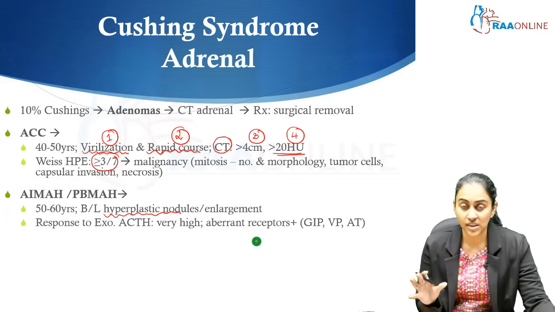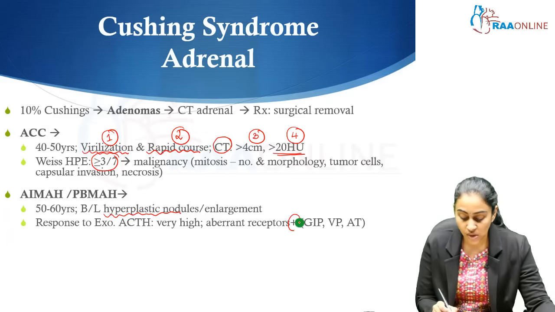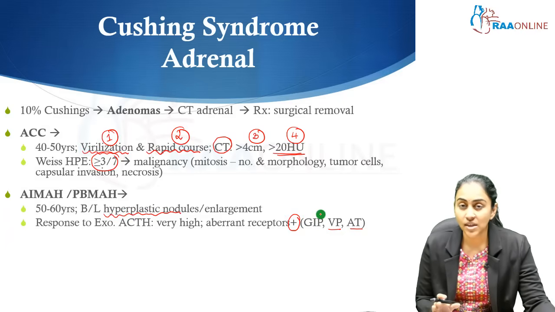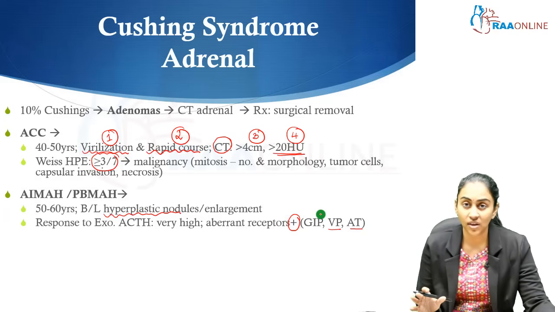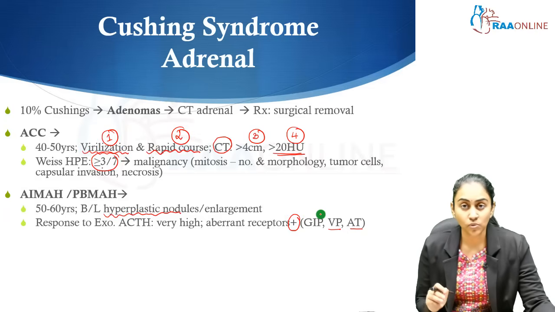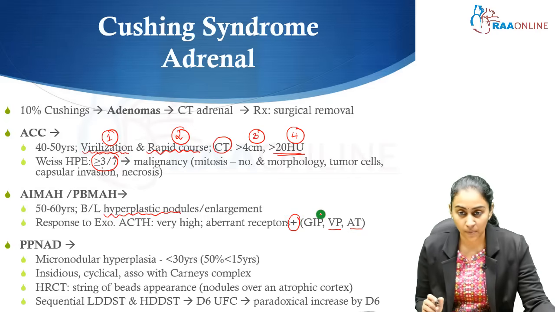Now, in these patients, the response to exogenous ACTH is going to be very high because of adrenal hyperplasia and enlargement, and most of the time these patients are going to be positive for aberrant receptors like vasopressin, angiotensin receptors, or gastric inhibitory peptide. All these aberrant receptors may be positive. So in a patient with an ACTH independent Cushing's, you have bilateral large adrenals, some nodules here and there. Check for aberrant receptors because you may be dealing with autoimmune macronodular adrenal hyperplasia or primary bilateral macronodular hyperplasia.